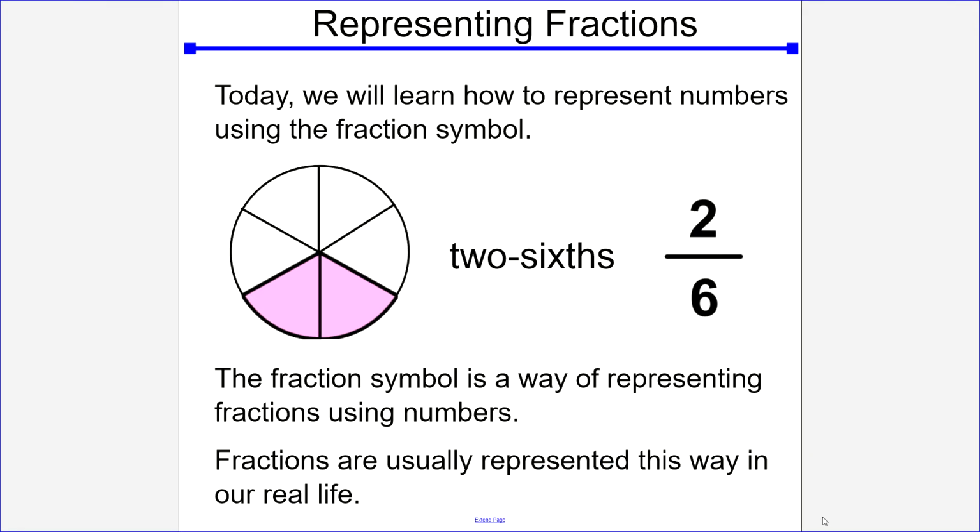Today, we're going to learn to represent fractions using the fraction symbol. Here's that same fraction, 2/6. The fraction symbol is a way of representing fractions using numbers. You can see it here. Fractions are usually represented this way in our real life. I bet at some point in your life you've seen a fraction that looks like this, with a number on top, a number on the bottom, and a bar in between them. In our real lives, we almost always see fractions represented this way.